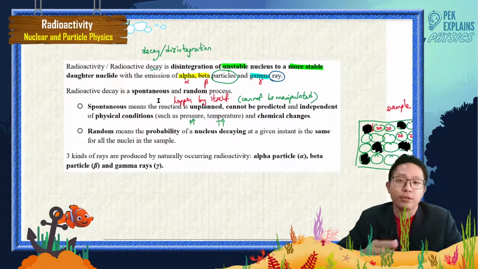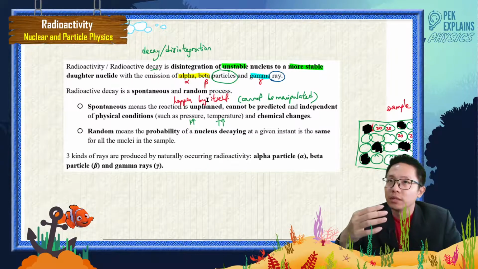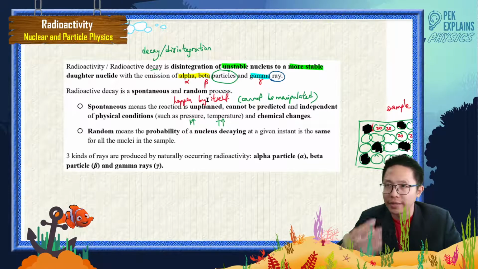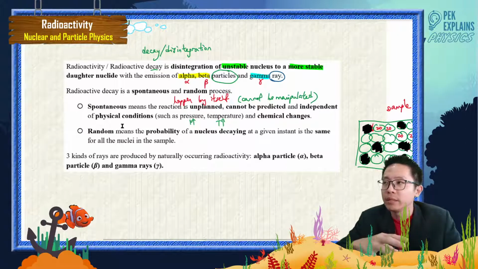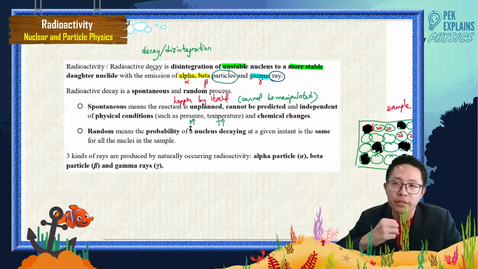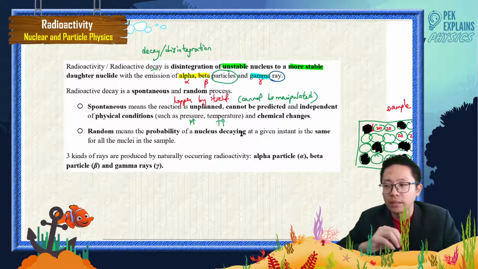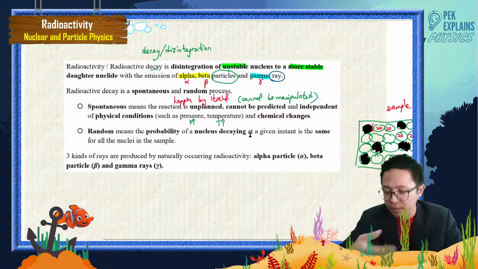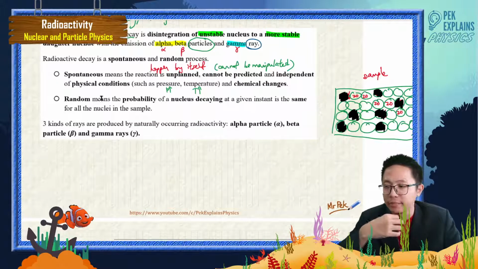So radioactive decay is spontaneous and random. Spontaneous means you cannot manipulate it; it just happens by itself, and cannot be manipulated by changing the temperature, pressure, or acid. Random means all nuclei have the same probability to decay. We cannot know exactly which one will decay first. Maybe this particle will decay, and then that particle will unexpectedly decay also. So all are spontaneous and random.